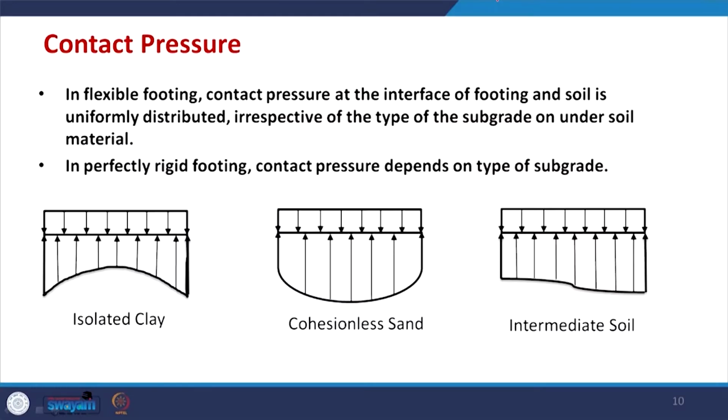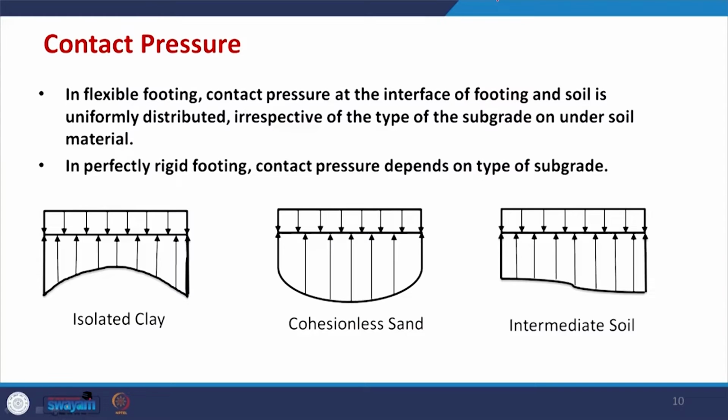However, when you do have the rigid footing, which is shown here, in that case the shape of the contact pressure will depend on the type of subgrade material. So, you could see in this first case, when you do have clay, the pressure is more at the ends, at the corners, and minimum at the center. But if you have cohesionless sand, then it is the other way, that means pressure is more at the center and minimum at the edges.